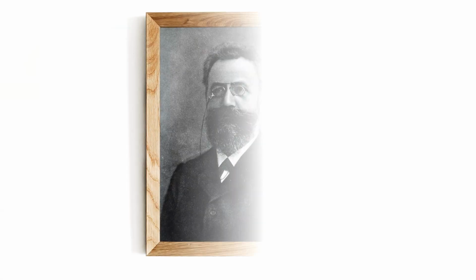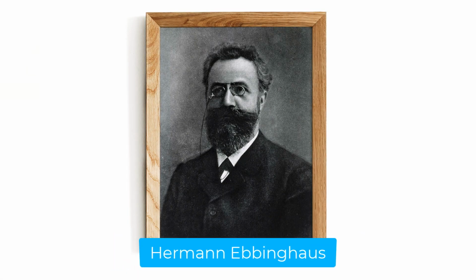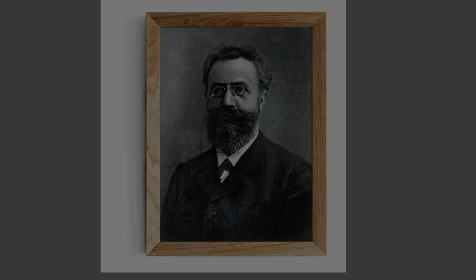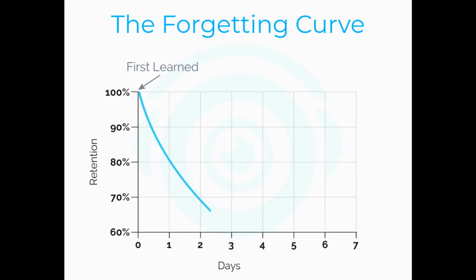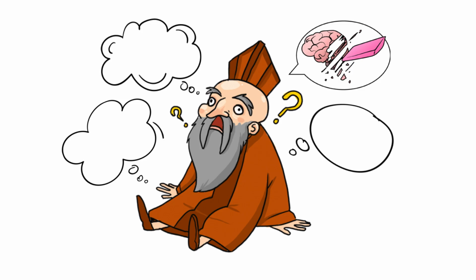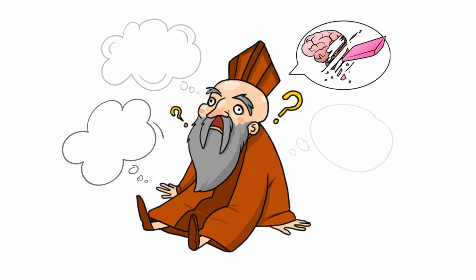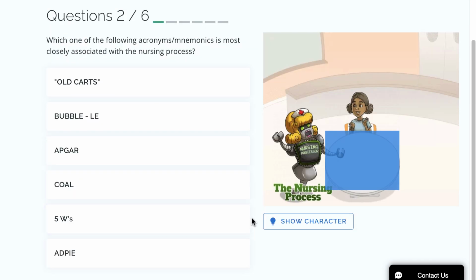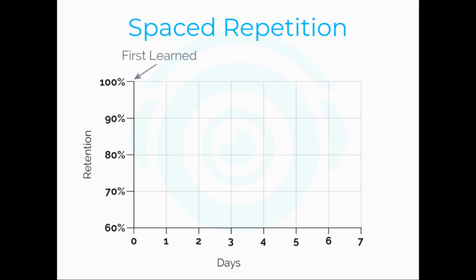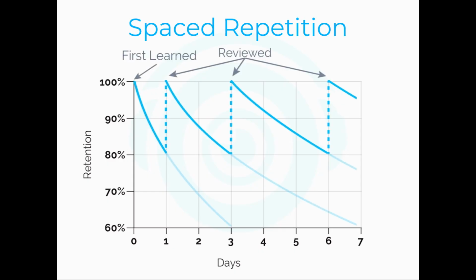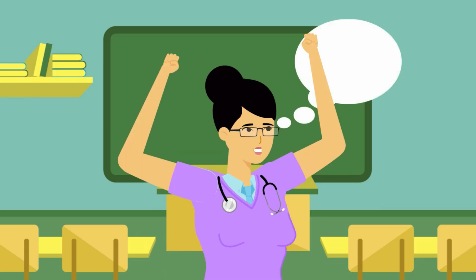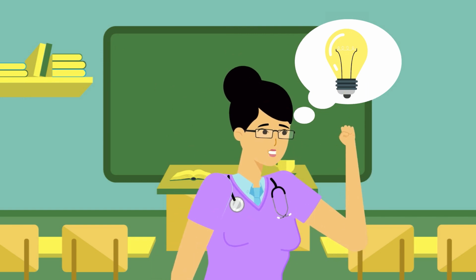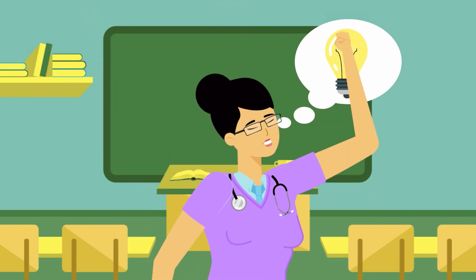Well, for starters, this guy, who in 1885 coined the term the forgetting curve, showed people for the first time that we forget at an exponential rate. But by reviewing previously learned information over increasing intervals of time, also known as spaced repetition or the spacing effect, you can more effectively turn what you need to remember into long-term memories.